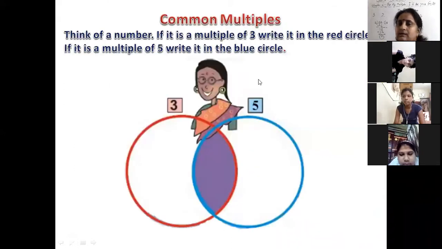Now, see here, ma'am. Think of your common multiples. What are your common multiples? Let us see. Think of your number. If it is a multiple of 3, write it in the red circle. If it is a multiple of 5, write it in the blue circle. Okay?